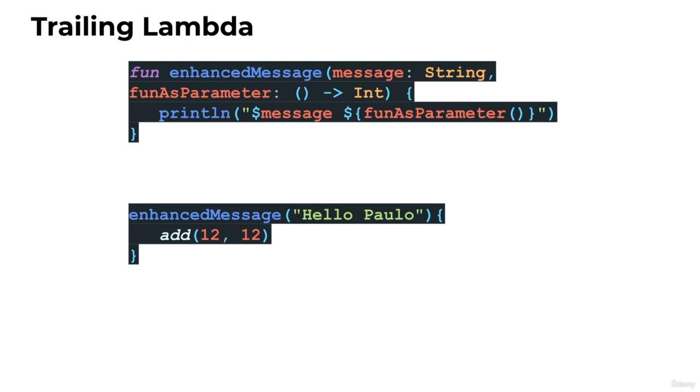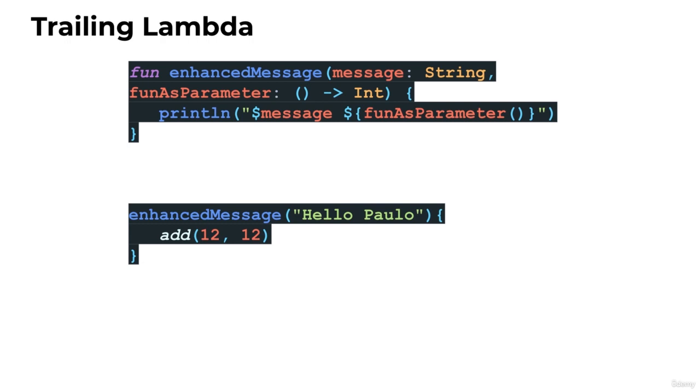To explain to you what trailing lambda is, well, first of all, we have to understand that you can pass functions as parameters to a function, as you see here. So you see at the top we have fun enhancedMessage, right? And then we have message as a string, and then we have this funAsParameter. So it is a function that we're passing as a parameter inside of the enhancedMessage function. So this whole function here returns an integer, but that's not that important at this point.